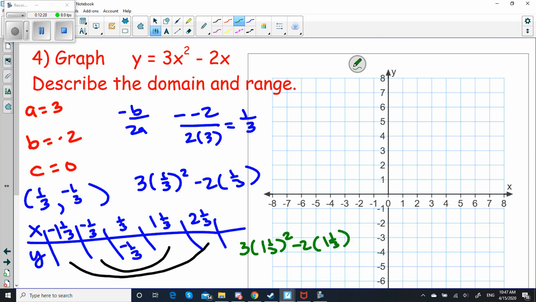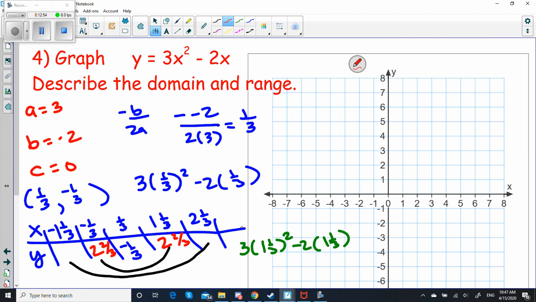That's going to take a second to type that in. So 3 parenthesis 1 ABC 1 ABC 3 parenthesis squared minus 2 parenthesis 1 ABC 1 ABC 3, and that gives me 2 2/3. So 2 2/3 here and here.